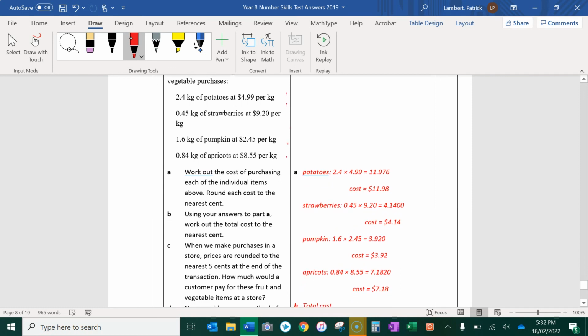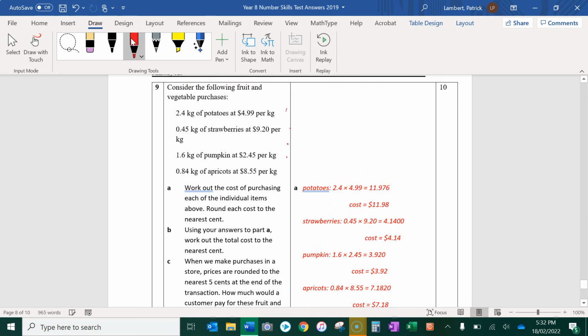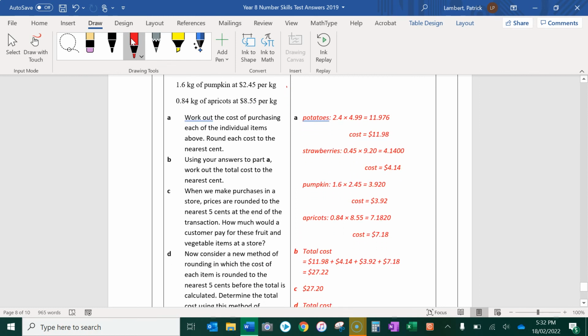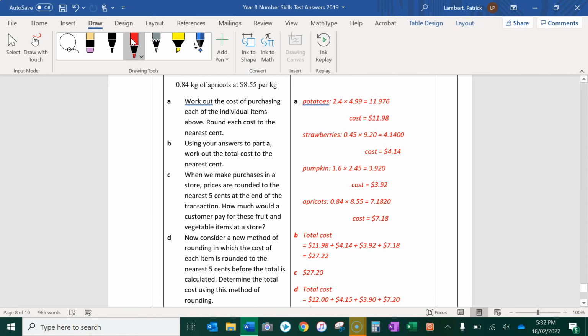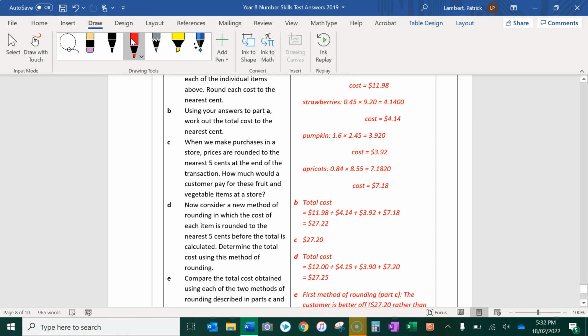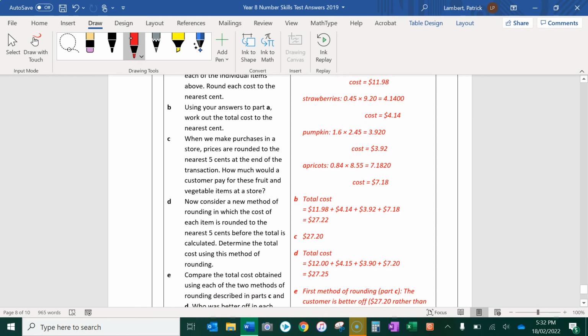Work out the cost of purchasing each of the individual items above, round each cost to the nearest cent. So potatoes at $4.99 a kilo, so that's 2.4 times 4.99. Money, of course, is a decimal, and that's got $11.98. Strawberries, when you multiply them out, $4.14. Pumpkins, 1.6 by 2.5, 3.920, and you've rounded them off to the nearest cent.